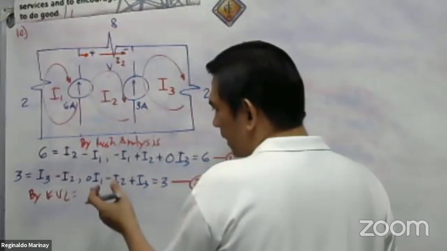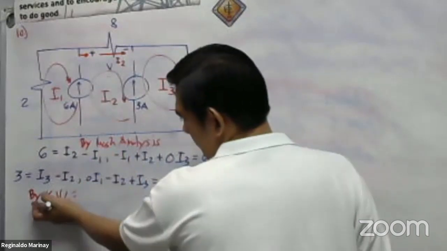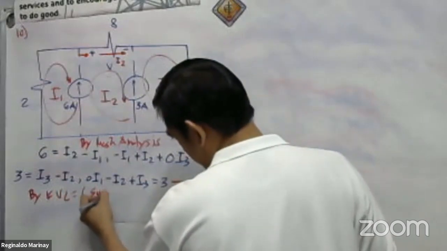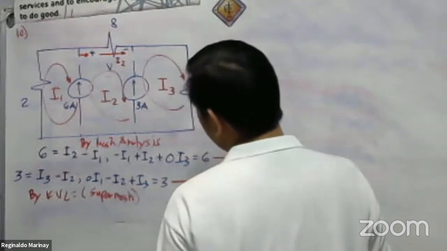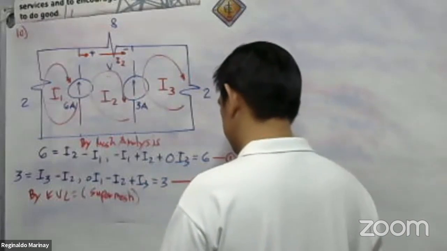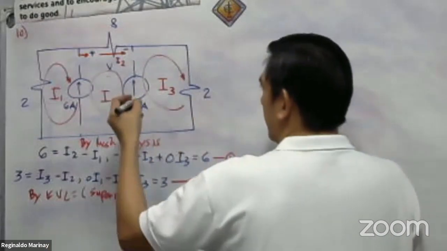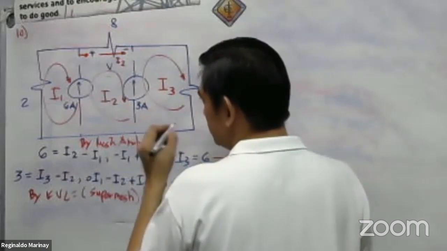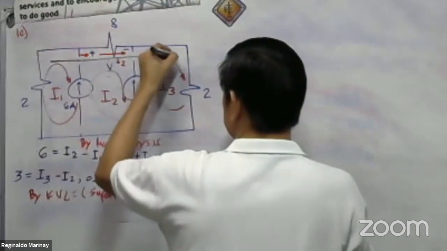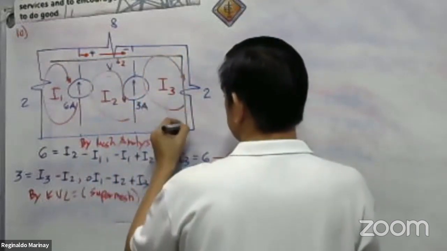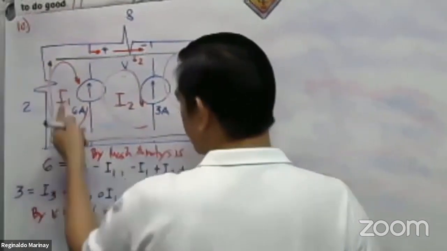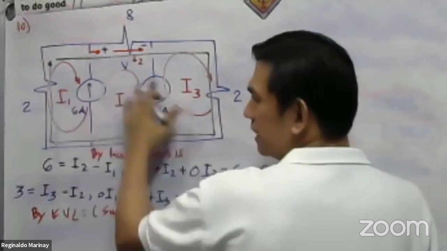But when are you going to use the Kirchhoff's voltage law? That is for the super mesh. Again, this is what we call the super mesh. Where is that super mesh? I will have a circuit tracing for the super mesh. Do not consider the 6 and 3 ampere. These two current sources are not included.